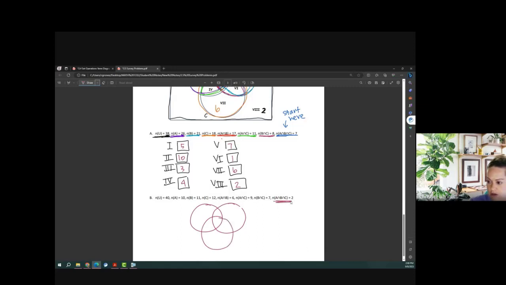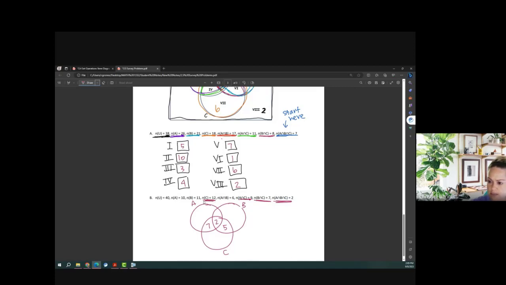So we start here, our intersection of all three, we have 2 elements. Our intersection of B and C is 7. So we would need 5 to total those to 7. I'm sorry, let me label ABC. Our intersection of A and C is 9. So this piece right here. We need 7 plus 2 to get to 9.